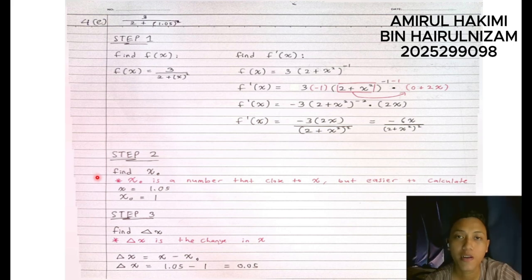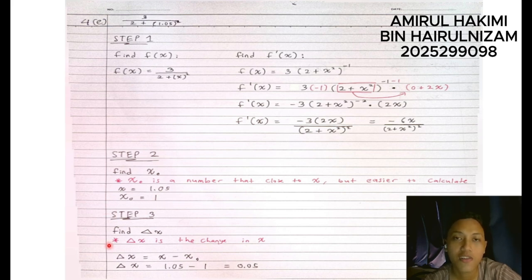The next step is to find x0. So what is x0? x0 is the number nearest to x that makes the solution easier to find, because usually x0 is a whole number while x is a decimal. In this situation, x is 1.05, so we can just take the nearest whole number, which is 1.